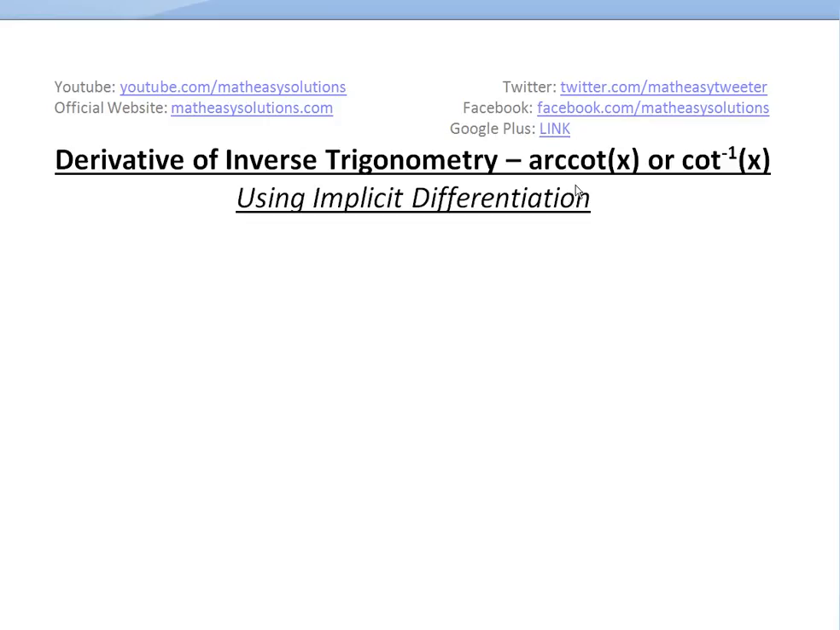It's time for another math easy solution to discuss the derivative of arccotangent of x, or inverse cotangent of x, basically using implicit differentiation. This is just part of a series that I've done on inverse trigonometric functions. Some random guy asked me to do one on these and I'm like, might as well.